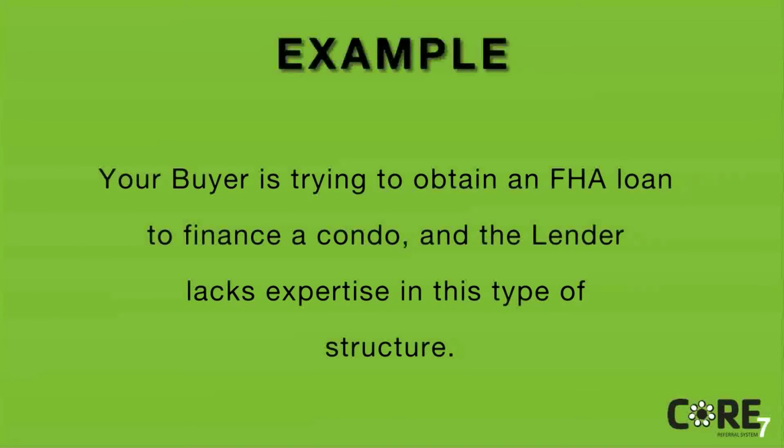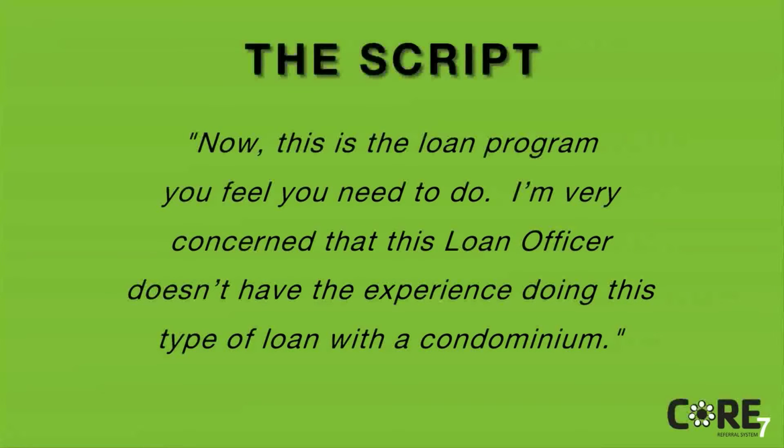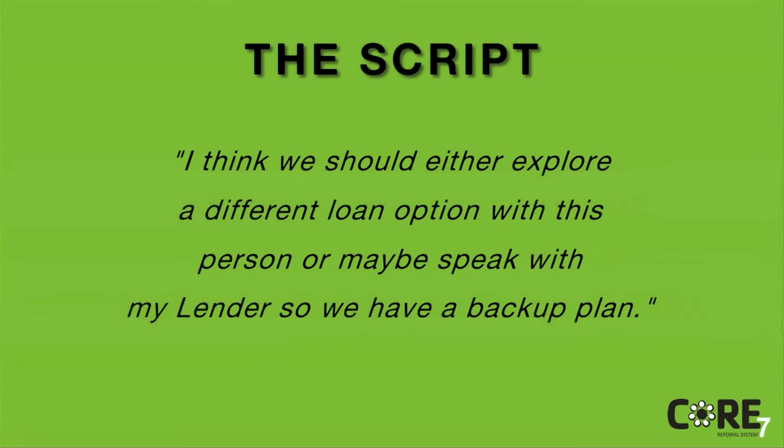Let me give an example of a red flag. Let's say your buyer is trying to get an FHA loan, which can be tough with condominium financing. If you discover their lender doesn't have expertise with this type of loan structure, you could go back to the client and say, "Now, Mr. Jones, if this is the loan program you feel you need to do, I'm very concerned that this loan officer doesn't have the experience doing this type of loan with a condominium. I think we should either explore a different loan option with this person or maybe speak with my lender, so we have a backup plan."